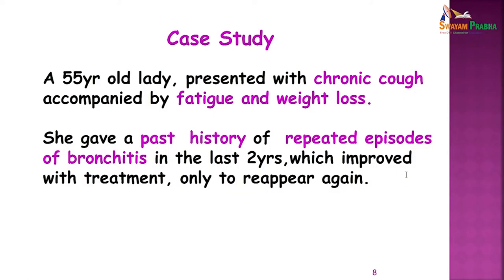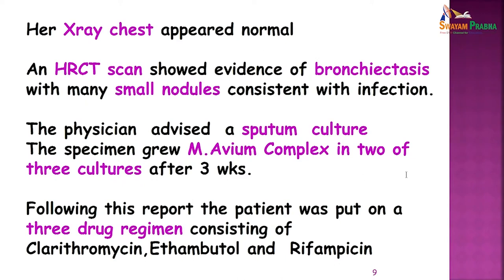Now let's look at a case study. A 55-year-old lady presented with chronic cough accompanied by fatigue and weight loss. She gave a past history of repeated episodes of bronchitis in the last 2 years, which improved with treatment, only to reappear again. Her X-ray chest appeared normal. However, a high-resolution CT scan showed evidence of bronchiectasis with many small nodules consistent with infection. The physician advised a sputum culture and the specimen grew Mycobacterium avium complex in 2 of 3 cultures after 3 weeks.